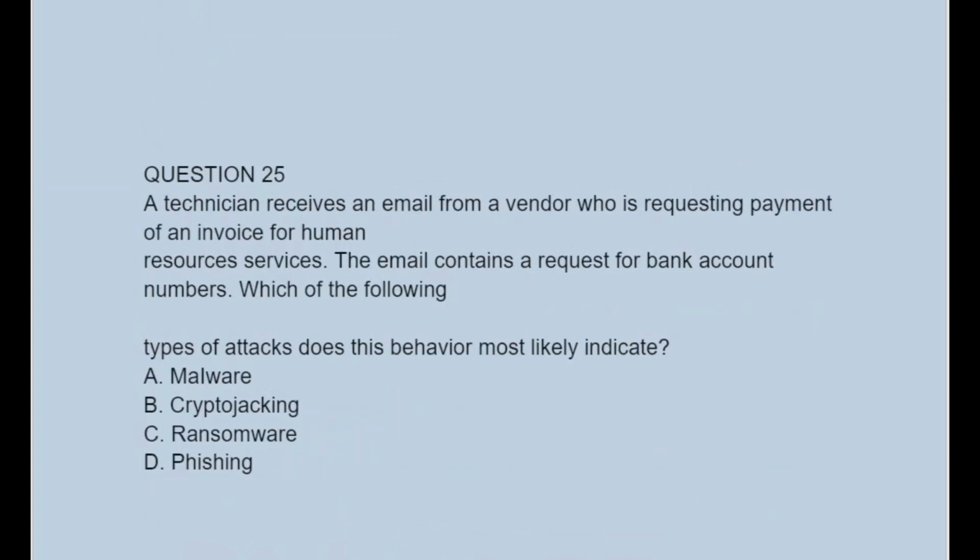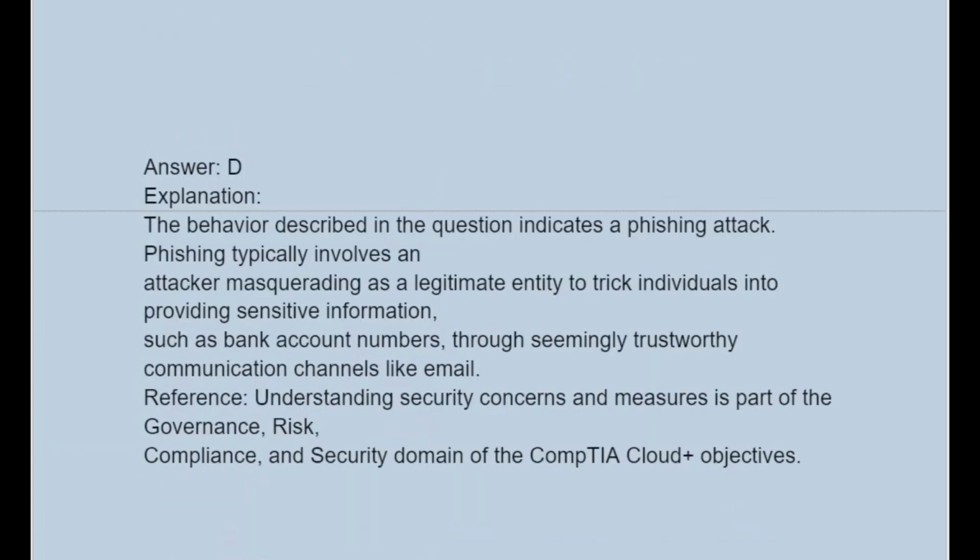Question is, a technician receives an email from a vendor who is requesting payment of an invoice for human resources services. The email contains a request for bank account numbers. Which of the following types of attacks does this behavior most likely indicate? Option A, malware. Option B, cryptojacking. Option C, ransomware. Option D, phishing. Correct answer is option D.